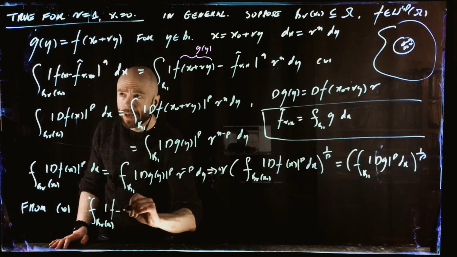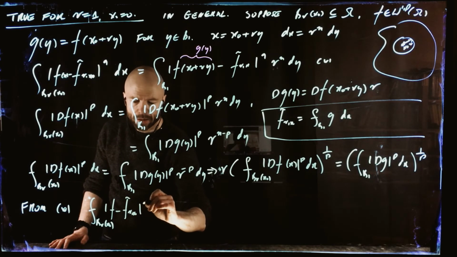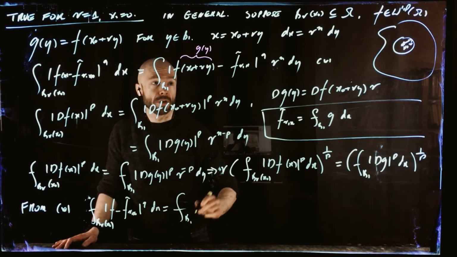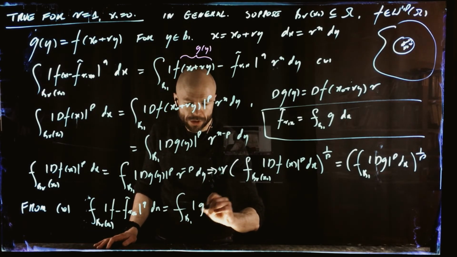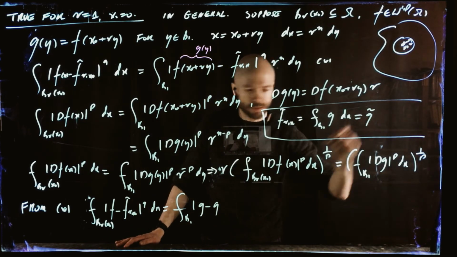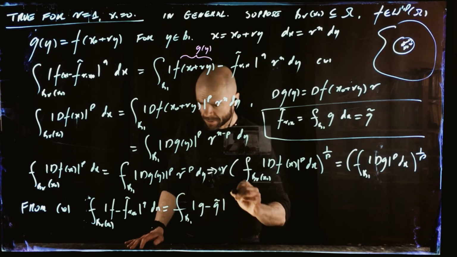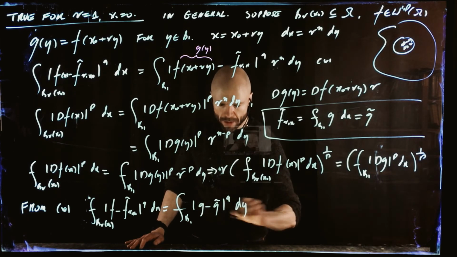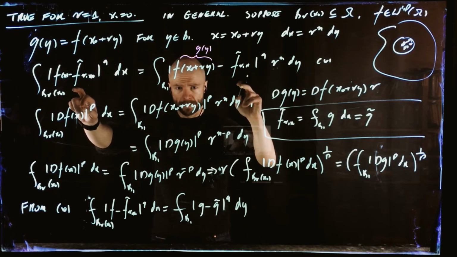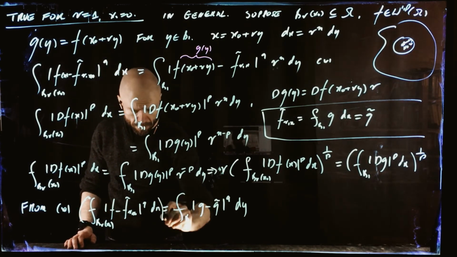So we're going to have the average of f minus f tilde to the q, dx, is equal to the average on a ball of radius 1 of g minus this constant, which we're going to define to be just g tilde, to the q. Now we have variable dy, just from this line. So we can take the 1 over q on both sides.